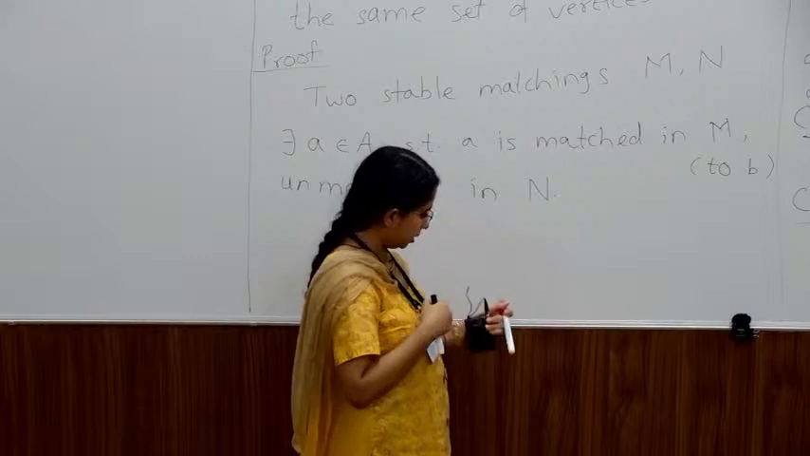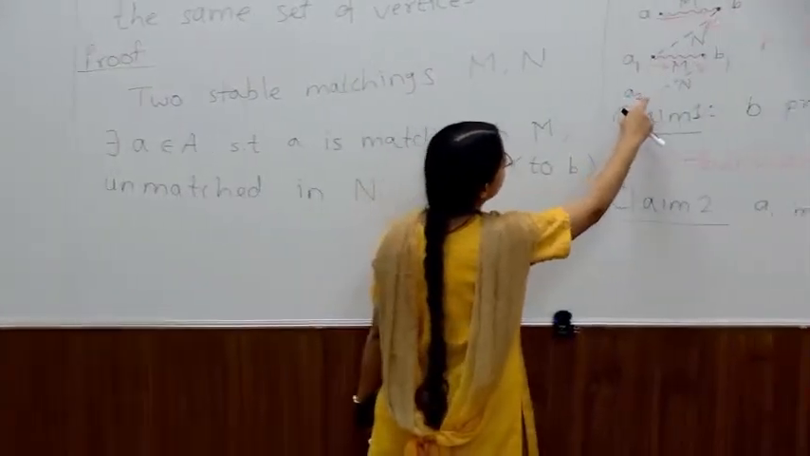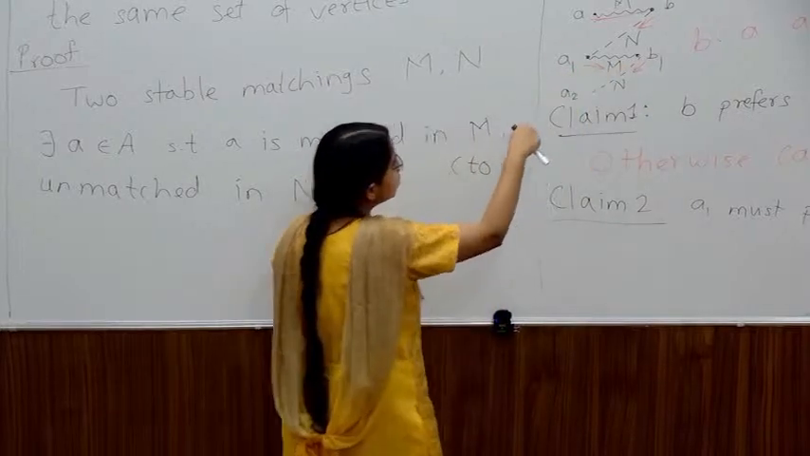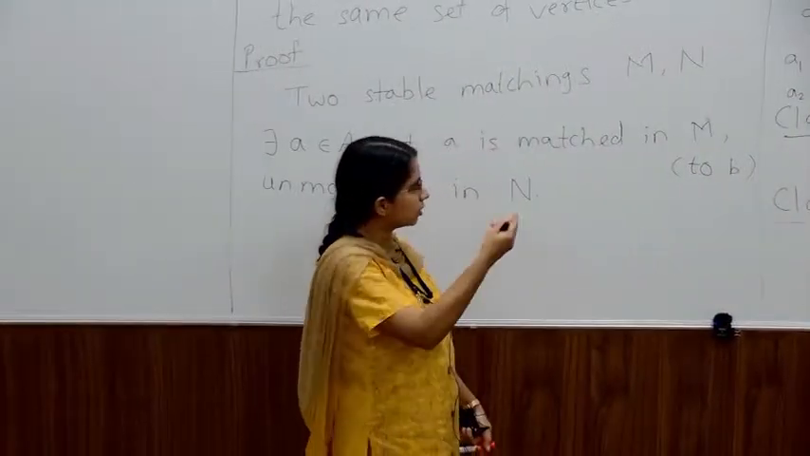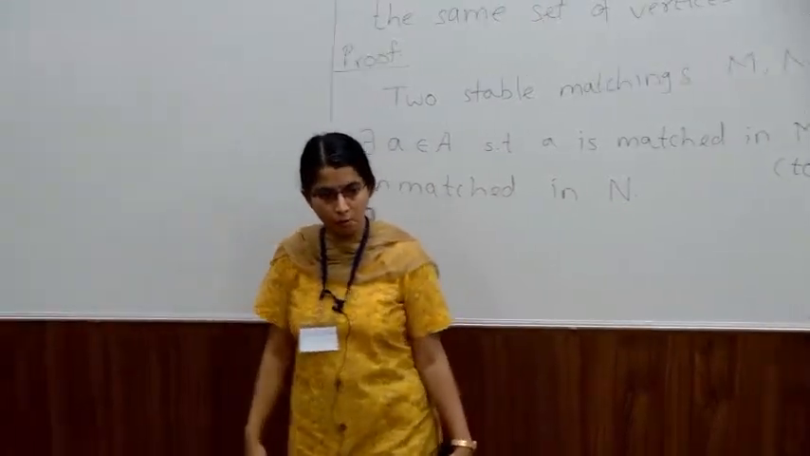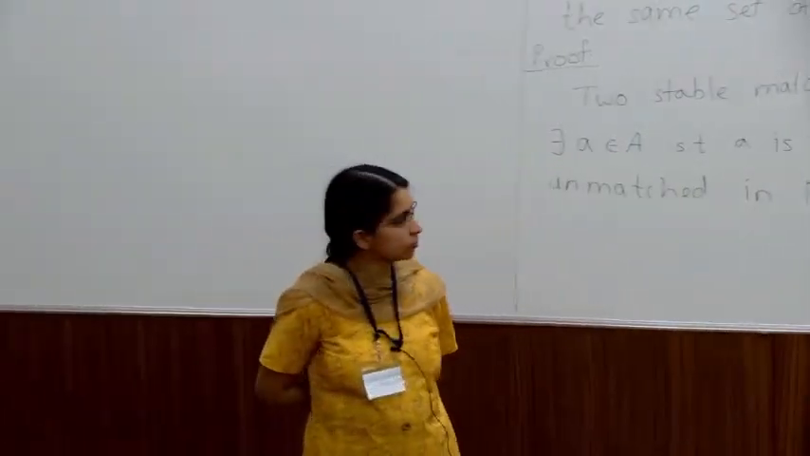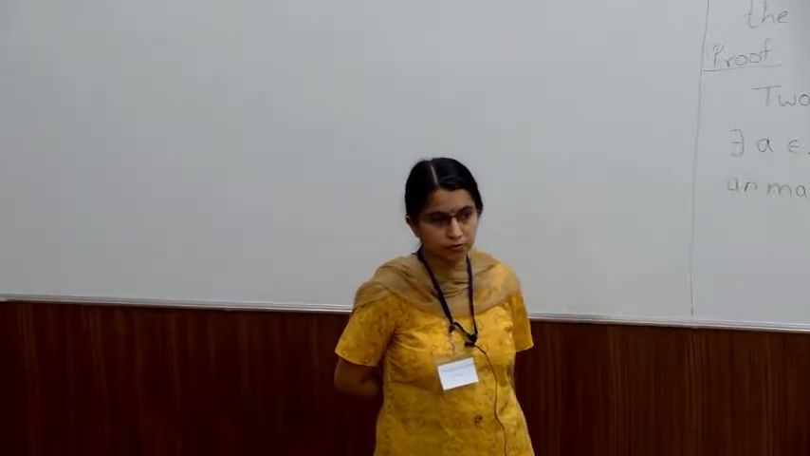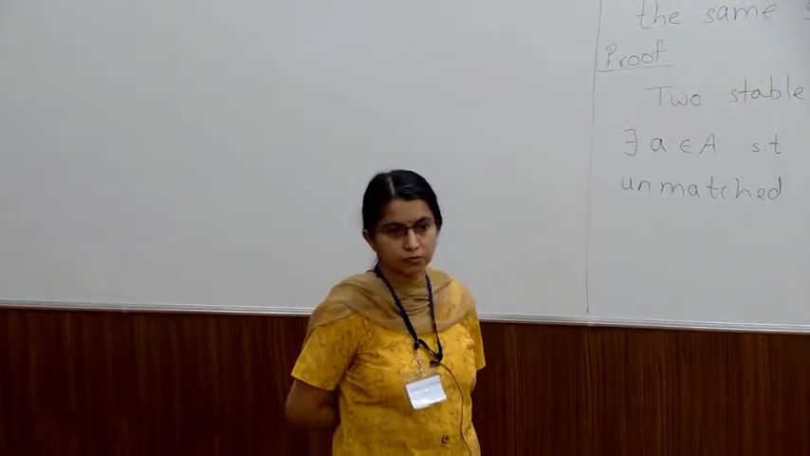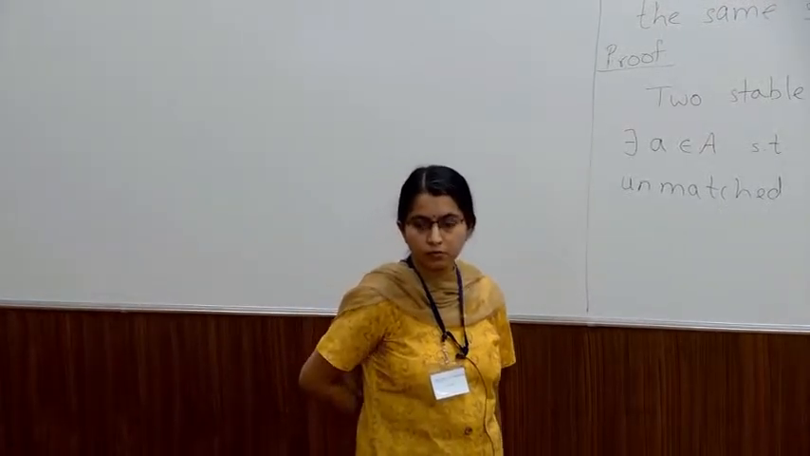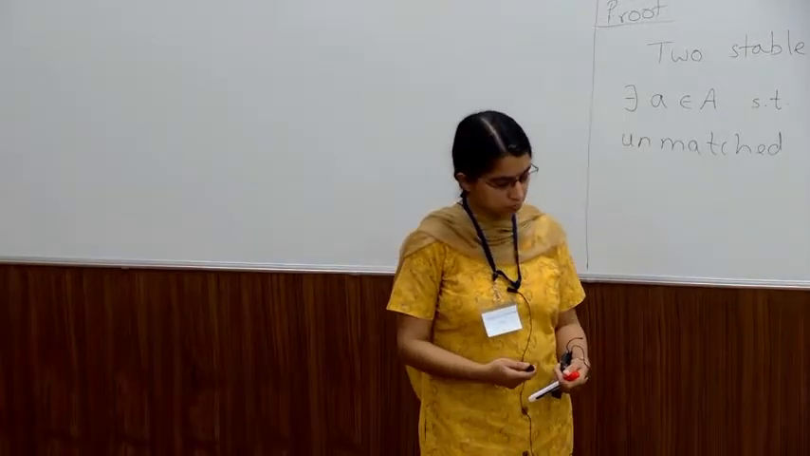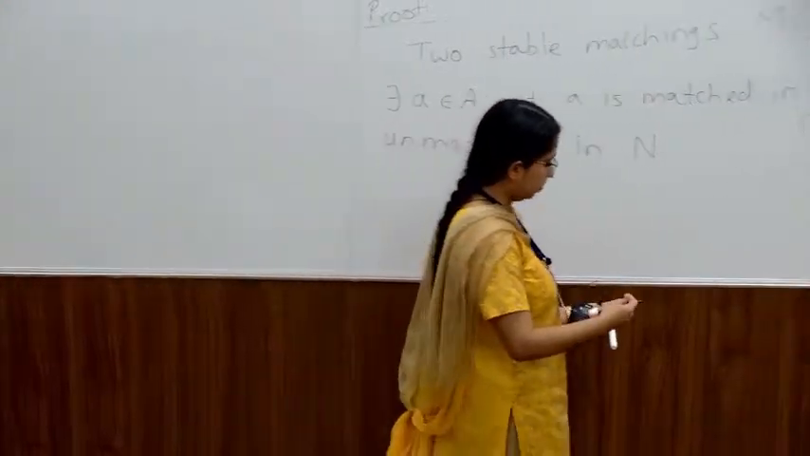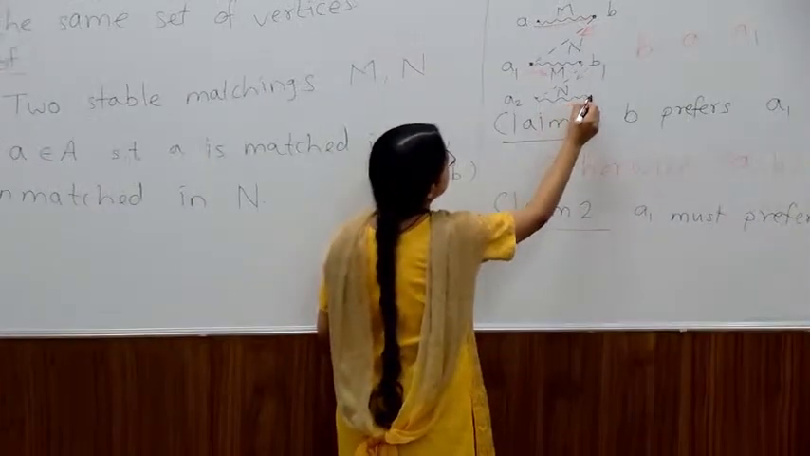Again we will apply the same reasoning, that is A2 cannot be unmatched in M because again this would be a blocking pair with respect to M. So this procedure will go on. How does it terminate? This cannot be an infinite path. So what is the way that this procedure will ever terminate? Say our last vertex in the set B is Bn. So suppose this is the last vertex.